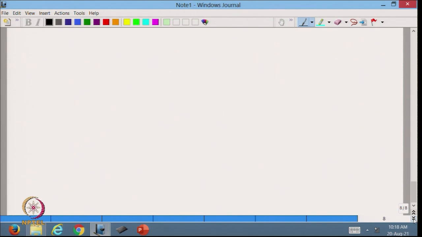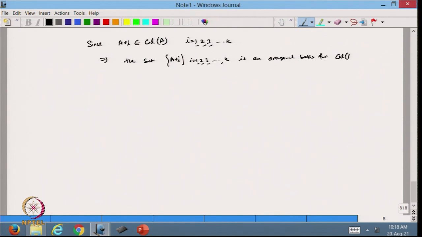Now, from here we can say that since all Avi belong to the column space of A, where i is 1, 2, 3 up to k, the set Avi for i equal to 1, 2, 3 up to k is an orthogonal basis for the column space of A. So this is the orthogonal basis for the column space of A, that we are able to understand from here.